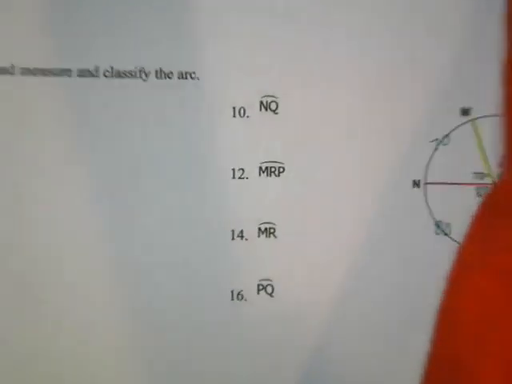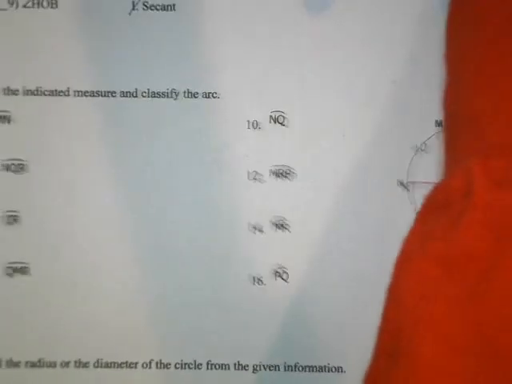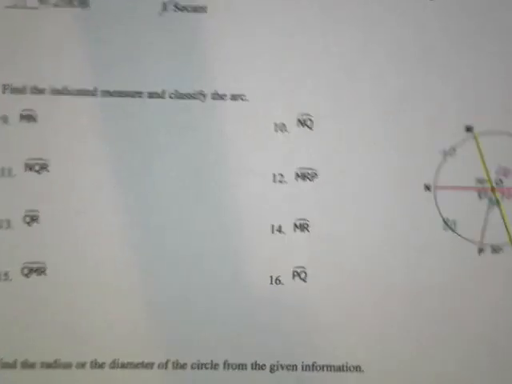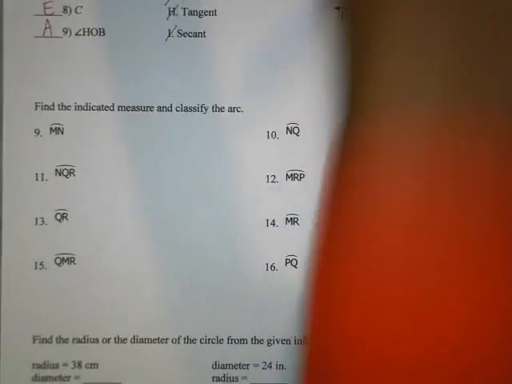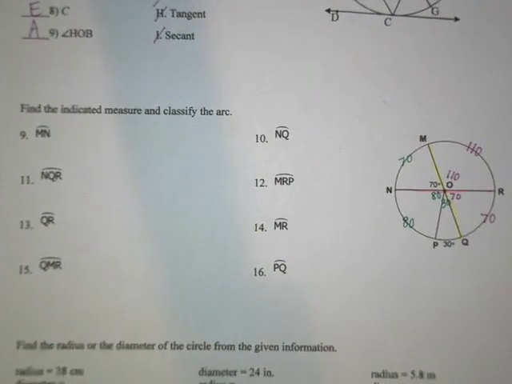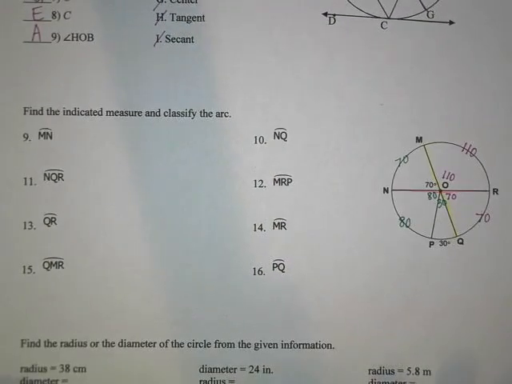Okay, so now I'm going to zoom out so we can look at our circle. You do not have to draw your circle on your side. I just want you to recognize it and see how we labeled it. All right, so it says find the indicated measure and classify the arc. So we can find the measure of the arcs because we already filled it out.